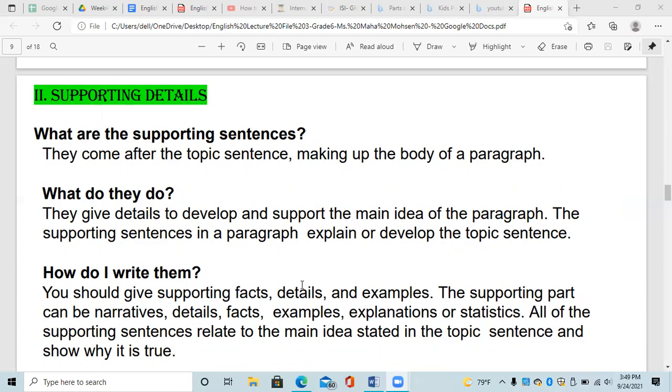How do I write them? You should give supporting facts, details, and examples. The supporting part can be narratives, details, facts, examples, explanations, or statistics. All of the supporting sentences relate to the main idea stated in the topic sentence and show why it is true.